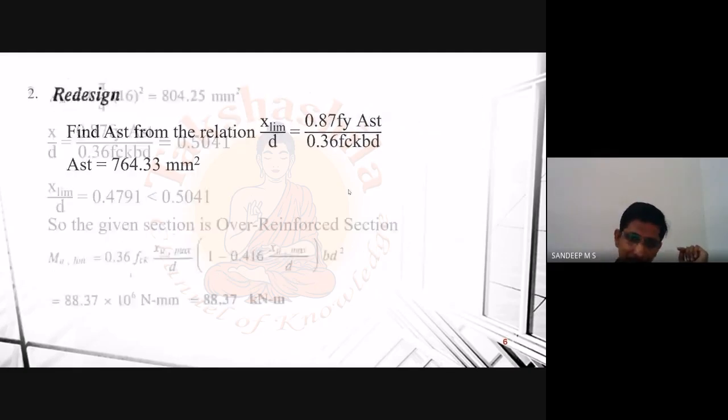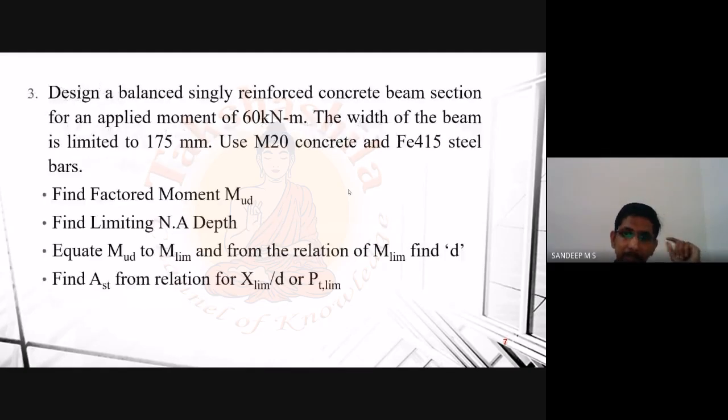Now, the width of the beam is limited to 175 and we are supposed to use M20 concrete and Fe415 steel. So what are the steps for doing a design problem? Let's see that. As I told, the first thing is that once you have a working load or working moment, you have to convert that to design moment. That is, you have to factor the load or the moment. So our first step will be to find the factored moment or the design moment, which is represented by Mu,d. D stands for design.